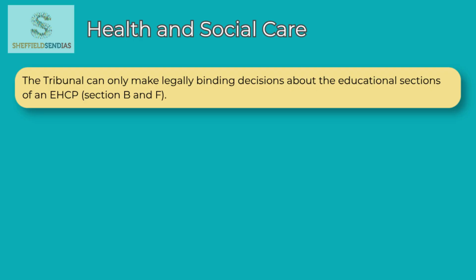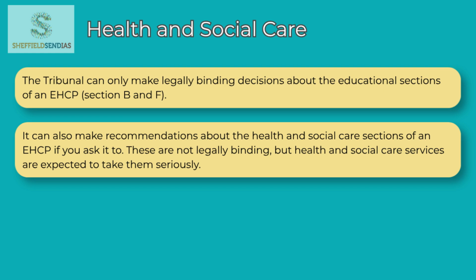The tribunal can help decide what should be included in Section B, the educational needs, and Section F, the educational support of the EHCP. These decisions are legally binding. If you have asked the tribunal to look at the health and social care sections of the plan, remember they can only make recommendations about these parts. Although these recommendations are not legally binding, health and social care services are expected to take them seriously, and if they choose not to follow them, they need to explain why.